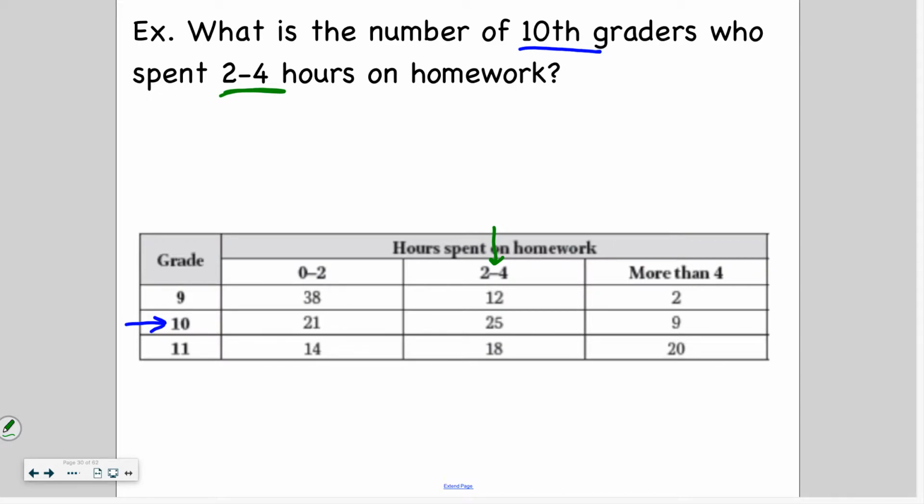This is a conditional frequency. And if I find where these two meet up, we have the number 25. So our answer would be 25. So that is the number of 10th graders from these classes that spent 2 to 4 hours on their homework. Okay?